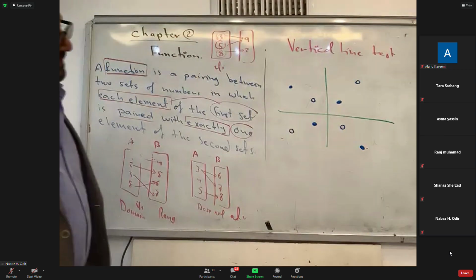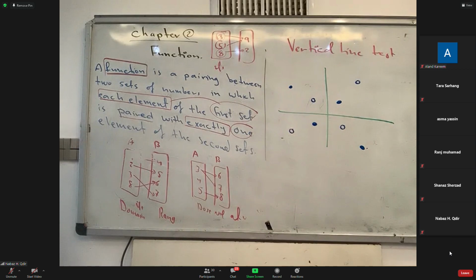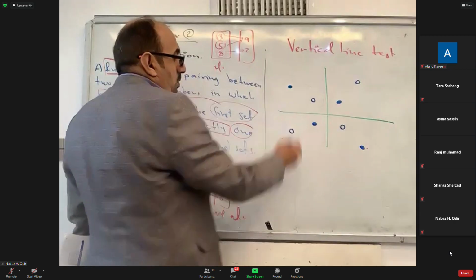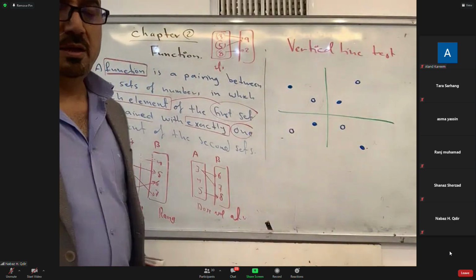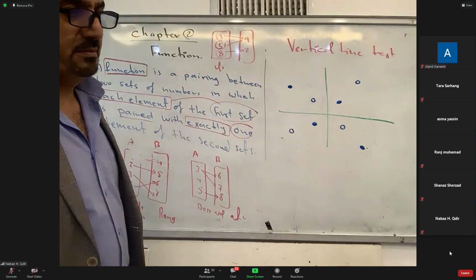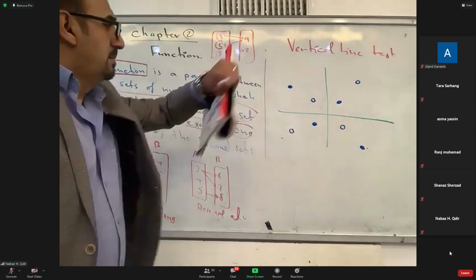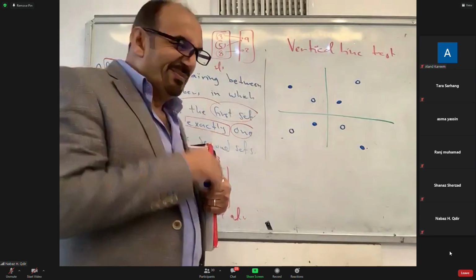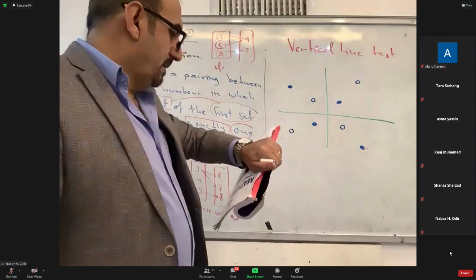Who can tell me if this is a function or not? These numbers. I cannot see that, I don't know. My camera is not okay. What's happened? I cannot see because my connection is not okay. The problem is beside me.